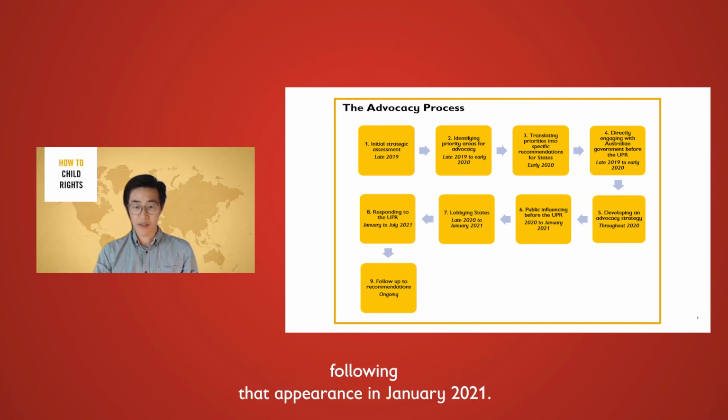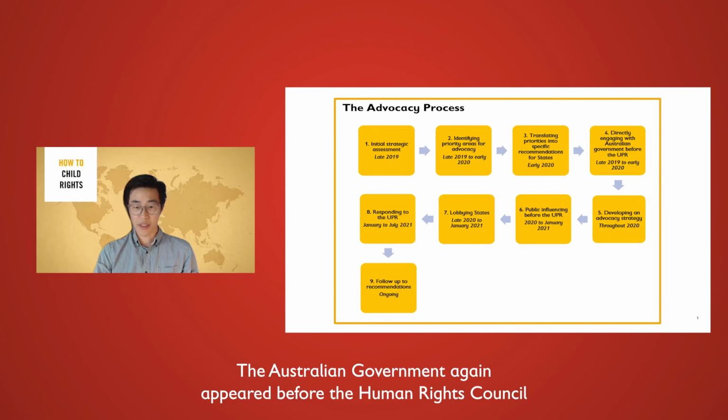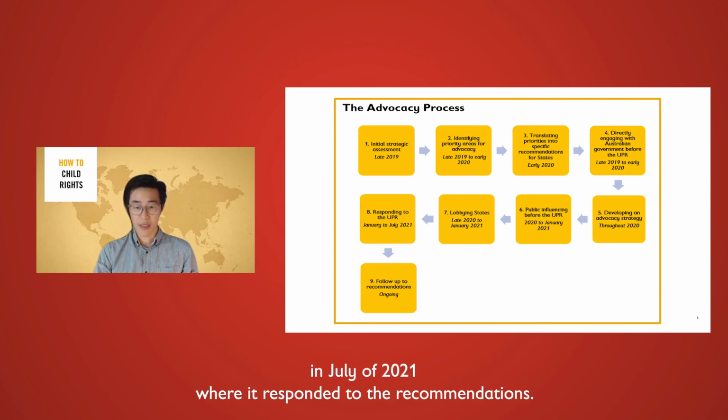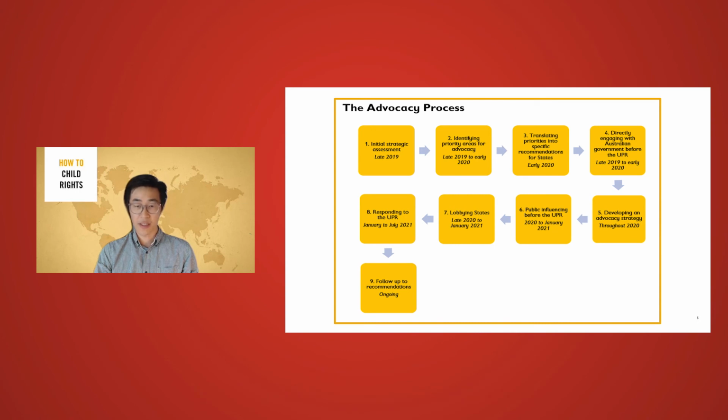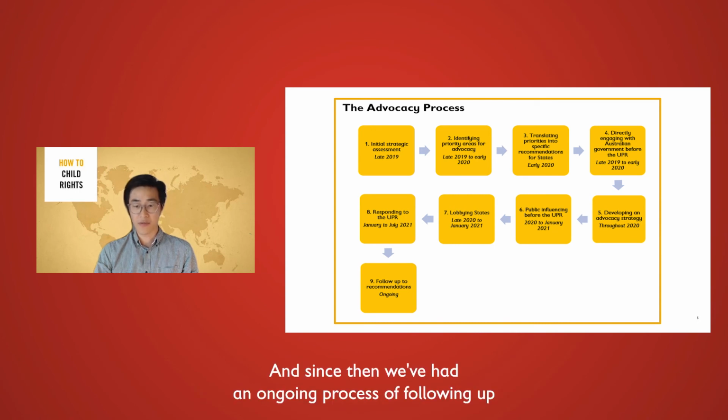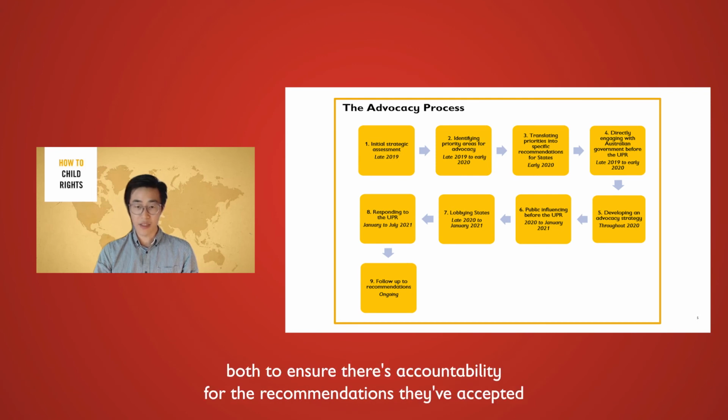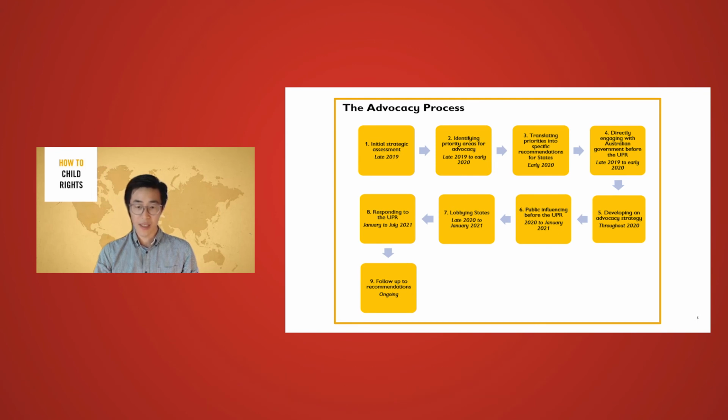Following that appearance in January 2021, the Australian government again appeared before the Human Rights Council in July of 2021, where it responded to the recommendations. And since then, we've had an ongoing process of following up with the Australian government, both to ensure there's accountability for the recommendations they've accepted and to continue to seek to persuade them to adopt the recommendations that they rejected.